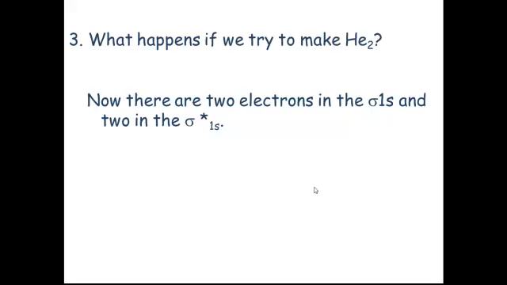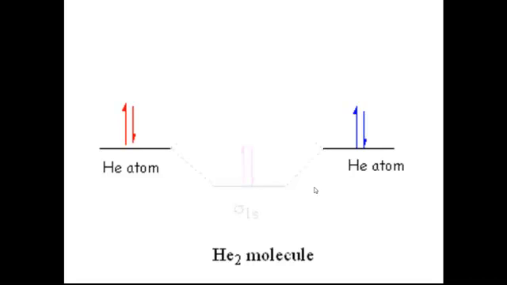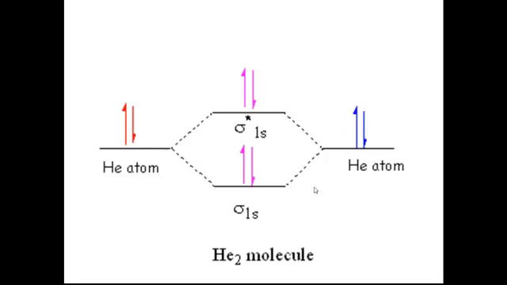So what happens if we try to make a dihelium? Now there's going to be 2 electrons from each element, and there'll be a total of 4 electrons that need to occupy the sigma star and sigma 1s orbitals. The bond will become unlikely because both the sigma and the sigma star orbitals are occupied. So if we draw a picture of that, we'll have a total of 4 electrons that need to go into the molecular orbitals. 2 electrons in the sigma 1s and 2 electrons in the sigma star 1s.